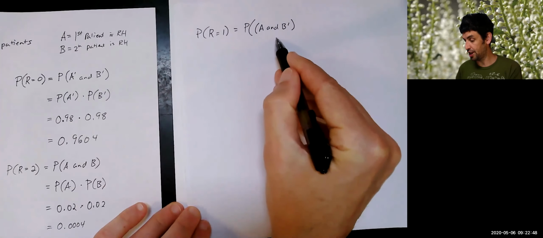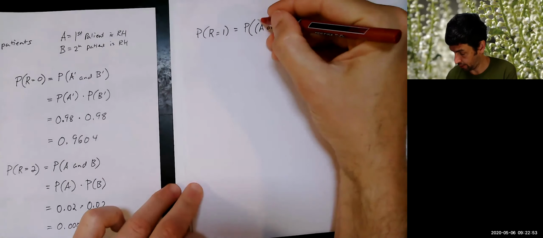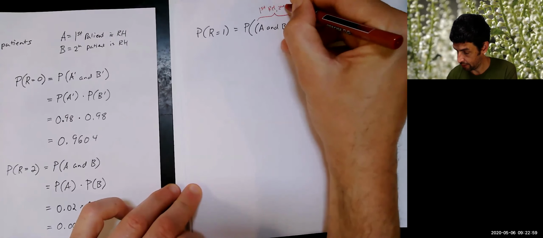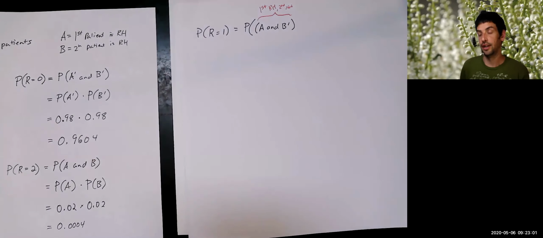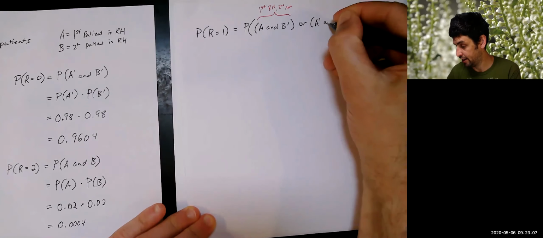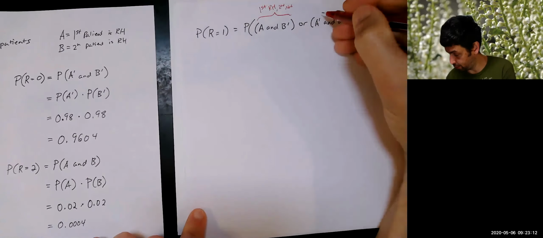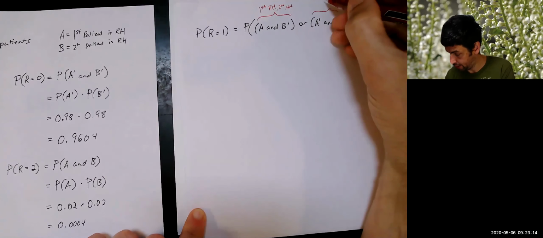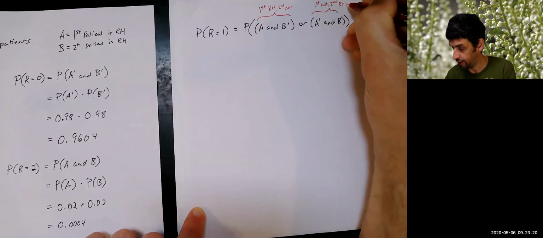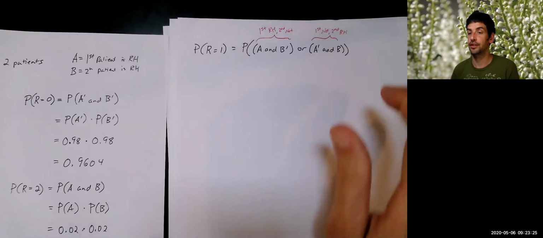Right? So this whole thing is an event in and of itself. This is the event: first redhead, second not. Or we can have a different event: the first person's not a redhead and the second person is. These are the 2 ways in which we end up with one redhead. So first not, second redhead. We have to consider both of those ways of this happening.